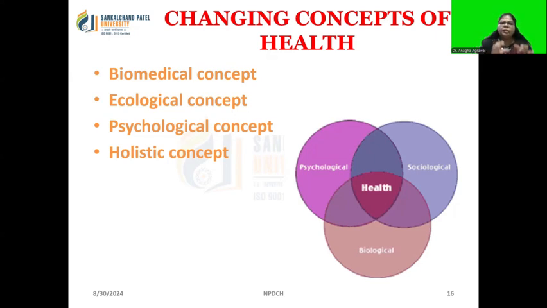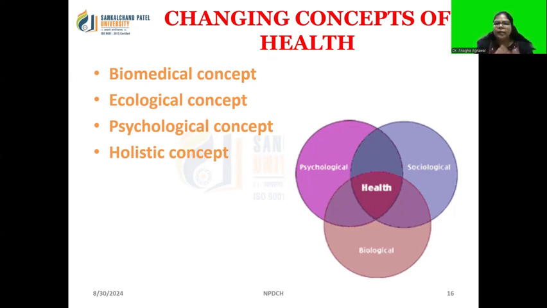So either the environment is not working properly, or the system within the human being is not working properly, or both are responsible for having a disease. Now again, this concept was refuted by mental health issues. Then third came the psychological concept, where they concentrated more on the mental health and social health of that particular person. So what they say is, if you're not sound mentally, if you're not sound socially, you cannot perform normally in your day-to-day activity.